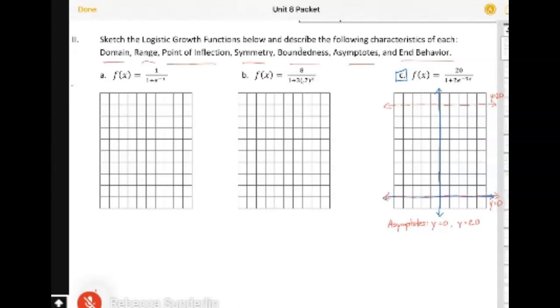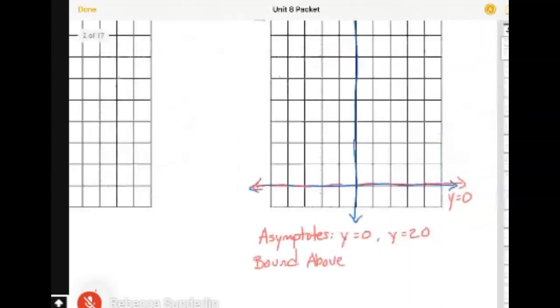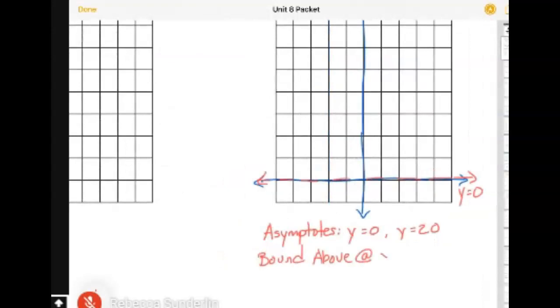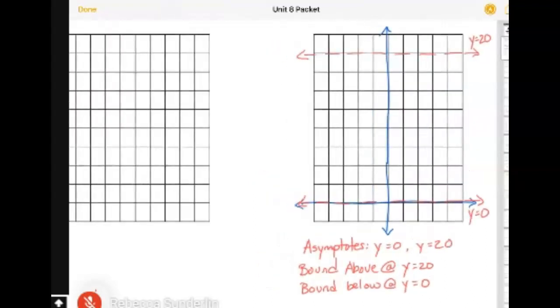The boundedness, yes. Right here, they wanted us to list the boundedness. This graph is going to be bound above at y equals 20, and it's going to be bound below at y equals 0.